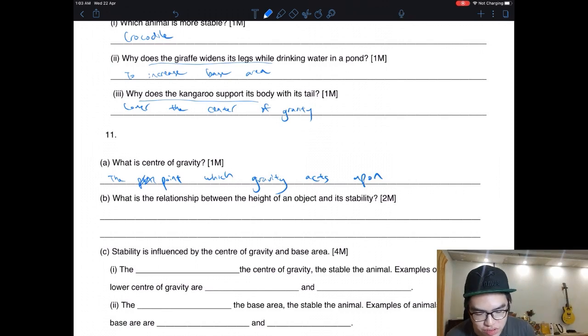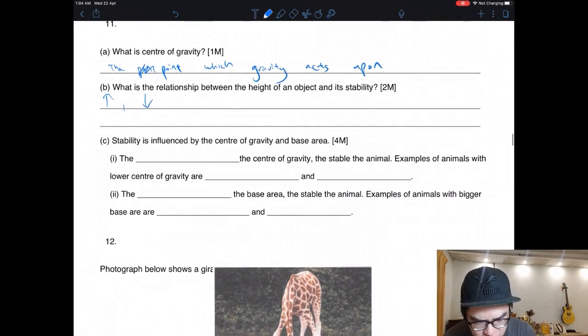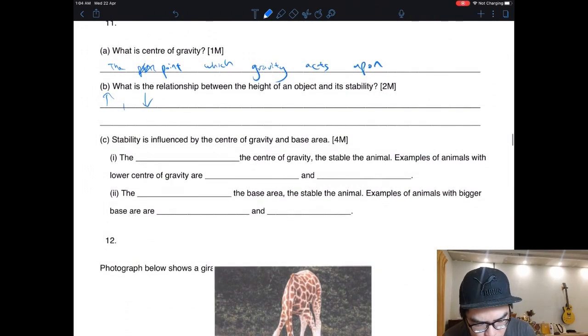What is the relationship between the height of an object and its stability? The higher the height, the lower the stability. This is basically all stability stuff. The lower the center of gravity, the more stable. Example, an animal with a low center of gravity: crocodile. What else? Turtle.